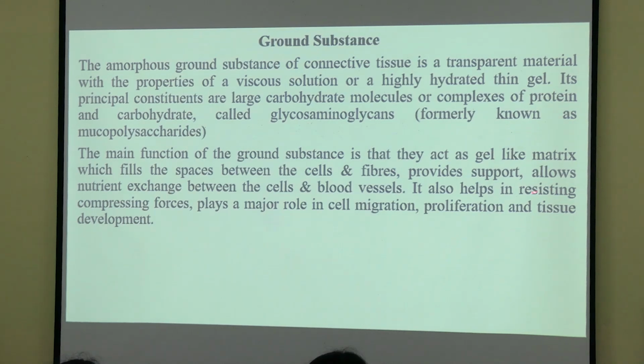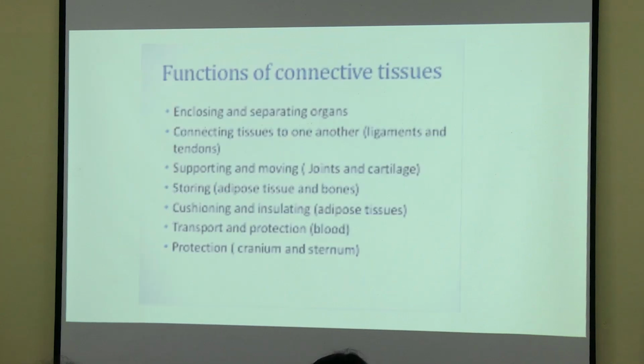Next, it also helps in resisting compression force, and plays a major role in cell migration, along with proliferation and tissue development when there is any damage. So these are some important functions of the ground substance. Now these are the functions of the connective tissue. As you can see, enclosing and separating the organs. After that, connecting tissues to each other, for example ligaments and tendons, and supporting and moving, mostly in the joints.